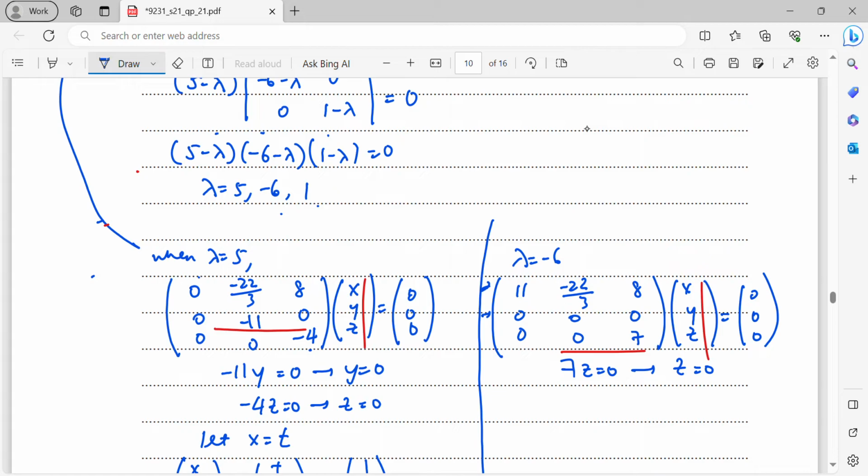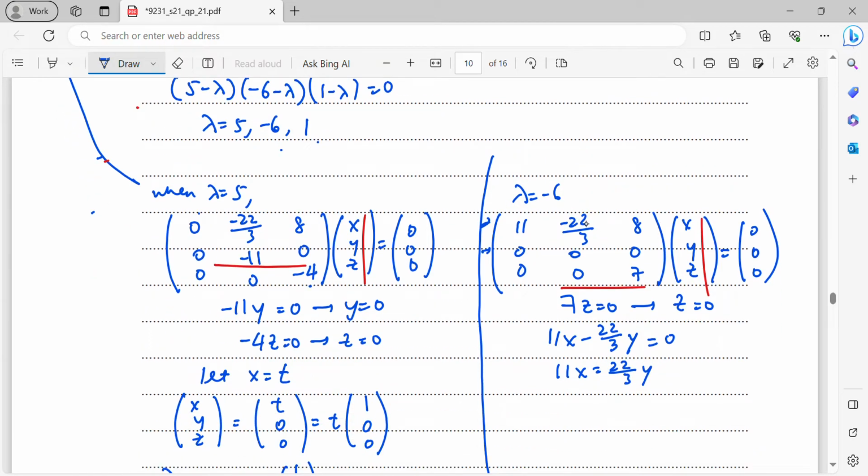Then now I have to refer to the first equation. So 11x minus 22 over 3 y. Since the z is already found, which is 0, 8 times z, no need to consider anymore. I will just let it be 0. So from here, 11x is 22 over 3 y. Then I divide the whole equation by 11. So now my x is going to be 2 over 3 y. So now my x depends on y. I will just let the y be, let's say, s. Therefore, my x is 2 over 3 s.